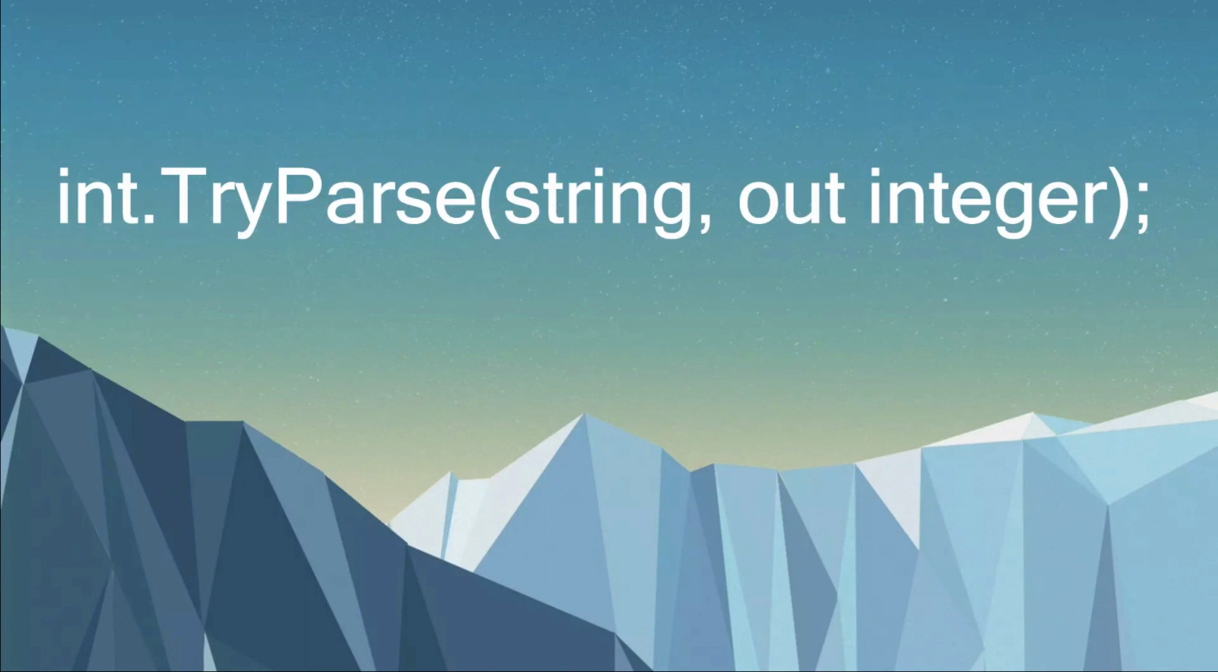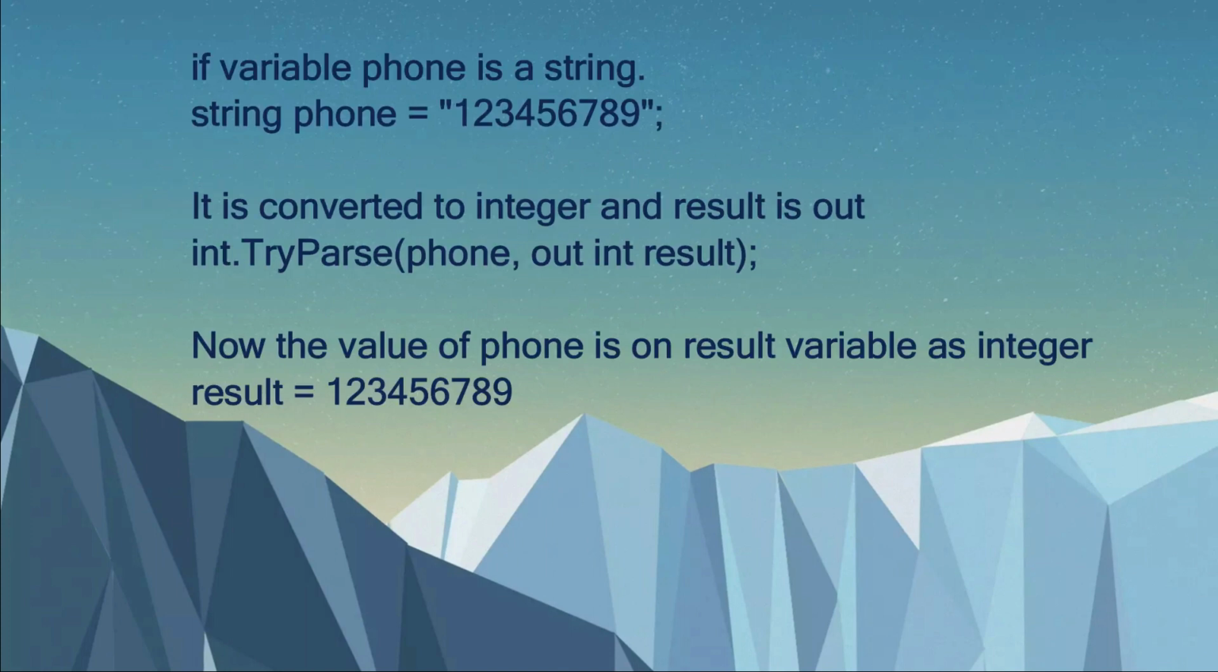To convert the string to integer we will use the int.TryParse method. The int.TryParse method will take a string as input and it will out an integer of that input in the form of a variable. Here in this example, if the variable phone is inputted in the TryParse method, then it will output a variable as a result of integer type, which contains the same value of the phone variable. But if the inputted string contains characters other than numbers, then the result will be 0.